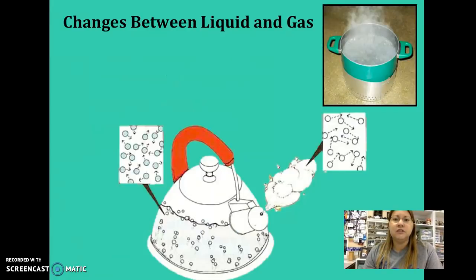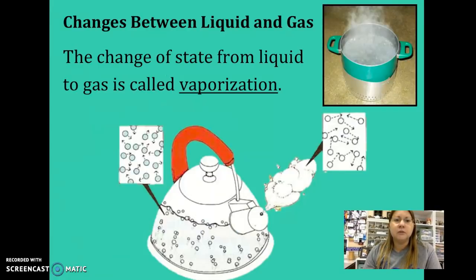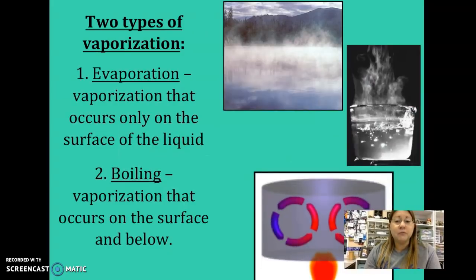Changing from liquid to gas. The change from a liquid to a gas is called vaporization. Anytime you see this word vapor, it's referring to something in the gaseous form like water vapor. So changing from liquid to gas is vaporization. There's two types of vaporization, and those are evaporation and boiling. And the difference between those is just the location at which the vaporization occurs.